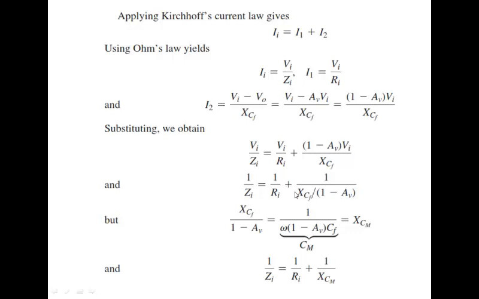So let's focus on the denominator of this term, which is XCF over 1 minus AV. So this can be written as XCF is equal to reactance, जो होती है 1 over omega C होती है, तो मैं इसको लिख सकता हूँ 1 over omega CF into 1 minus AV.